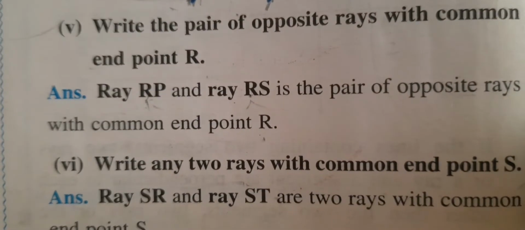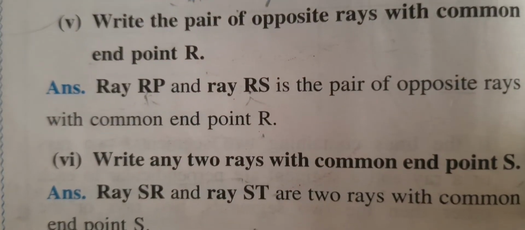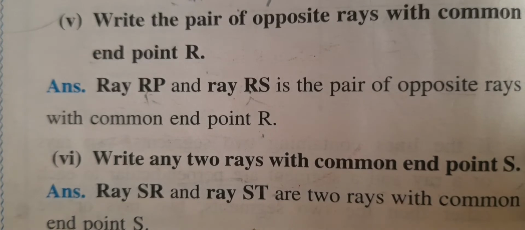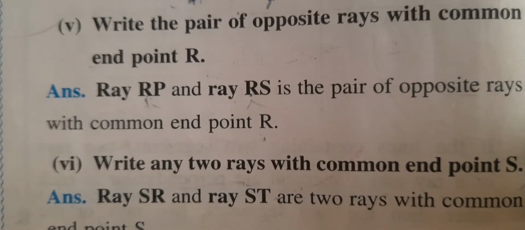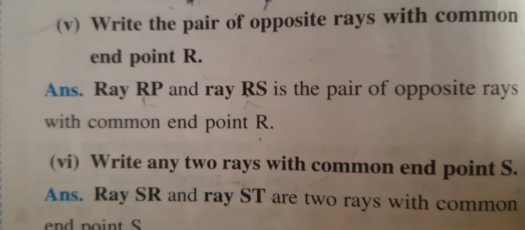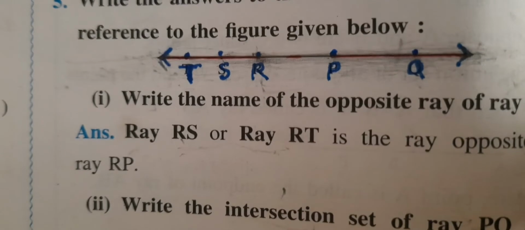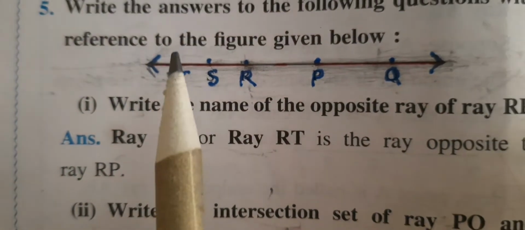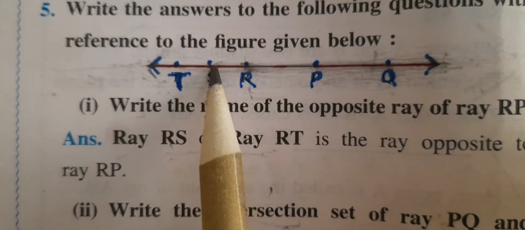Next he is asking, write any two rays with common endpoint S. Any two rays, not necessarily opposite rays. Any two rays with common endpoint S. Let's see in the diagram first. With common endpoint S, any two rays.